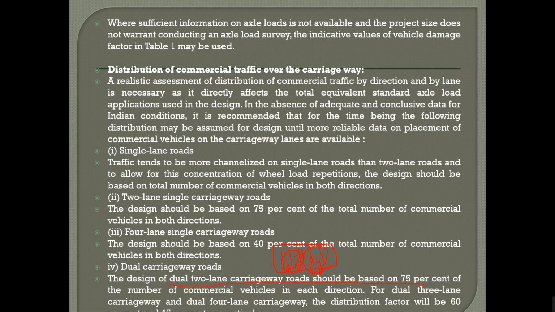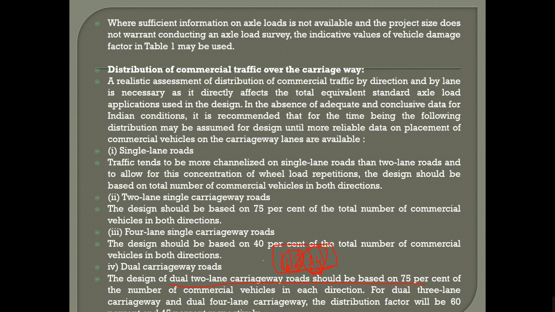But in the single lane road, the traffic was considered in both directions. See here, the commercial vehicles, because of the single lane road, you would have concentration of wheel load repetition, and the design should be based on the number of commercial vehicles in both the directions, on a single carriageway road.